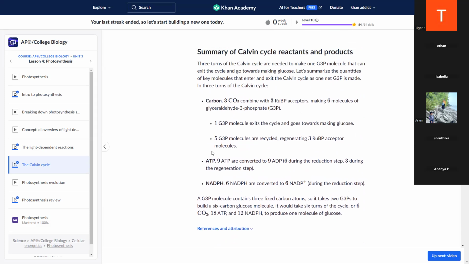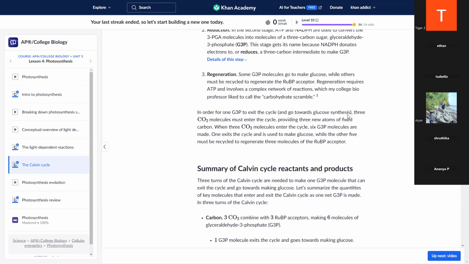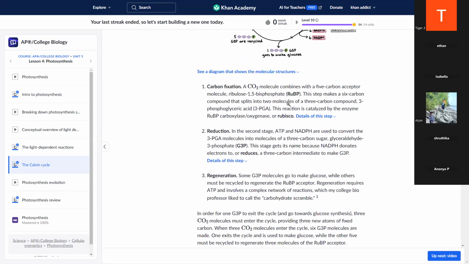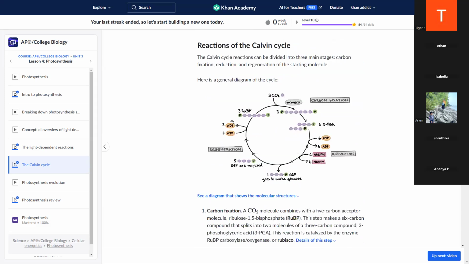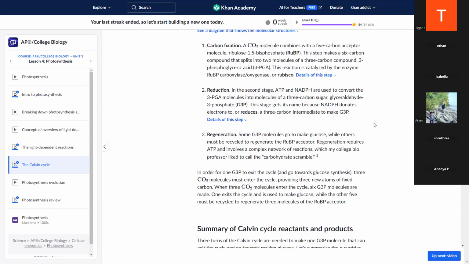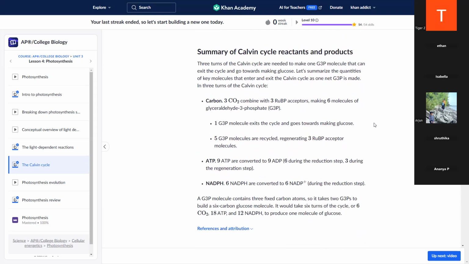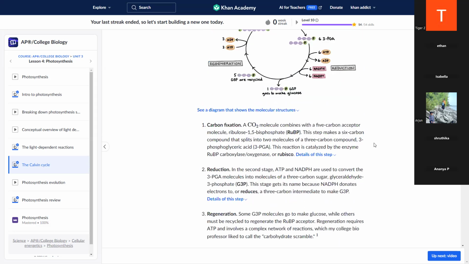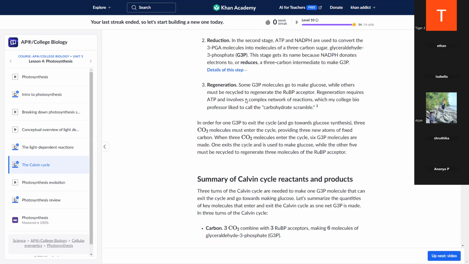So here's a summary of the Calvin cycle. Three carbon dioxide combine with three RuBP acceptors, which you can see in Rubisco. It just accepts the carbon dioxide in, that's why it's called an acceptor. And it forms six molecules of G3P, which is just another sugar that does sugar things. One exits the cycle and starts making glucose, while five are recycled, which regenerates three RuBP acceptors here.